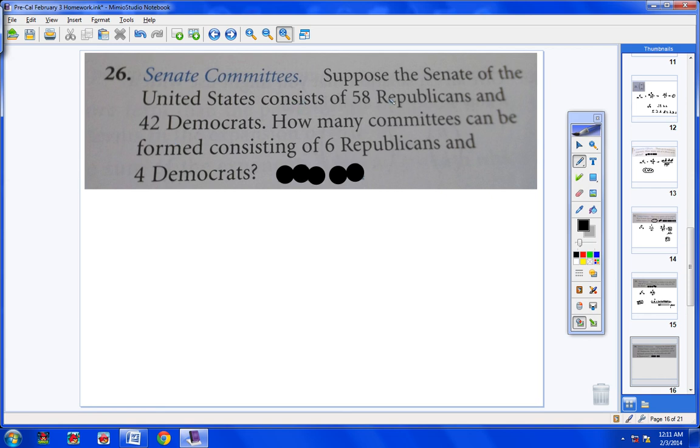But suppose the Senate consists of 58 Republicans and 42 Democrats. How many committees can be formed consisting of 6 Republicans and 4 Democrats? Okay, well, let's start off first of all noting that we have a group of 58 Republicans. And out of that group of 58, we want to pull out sets of six Republicans. Now the other combination we're looking at is we have a group of 42 Democrats, and we want to pull out sets of four. We want 4 Democrats.